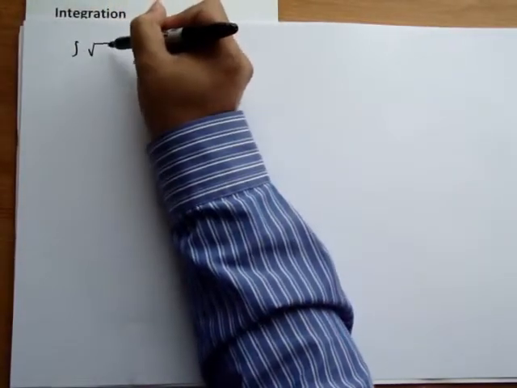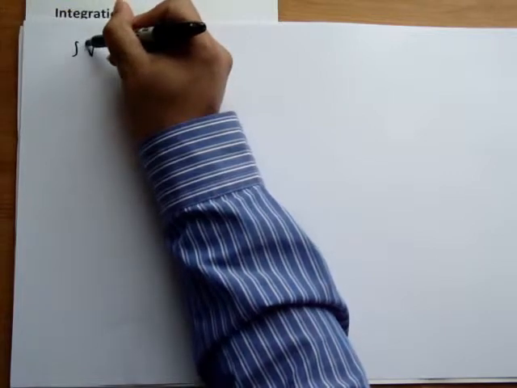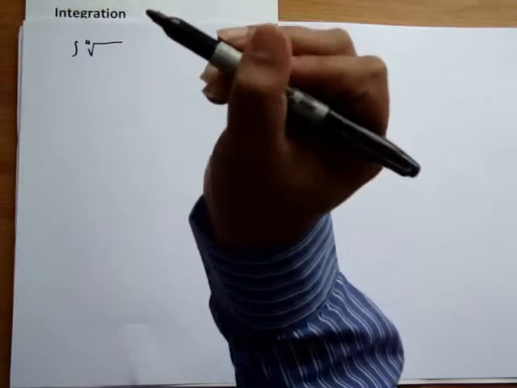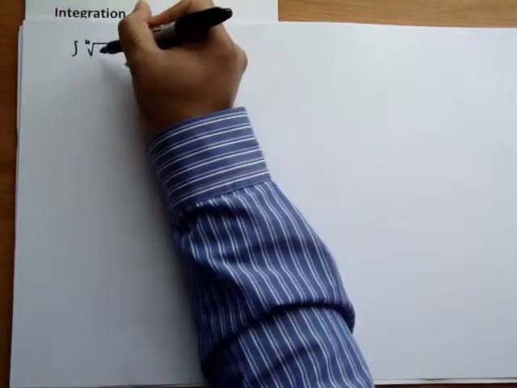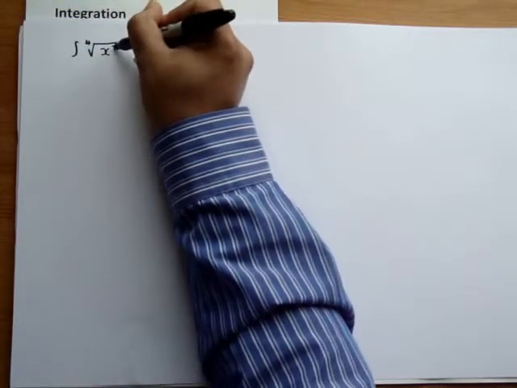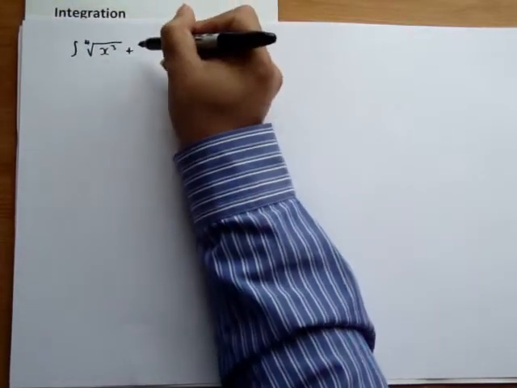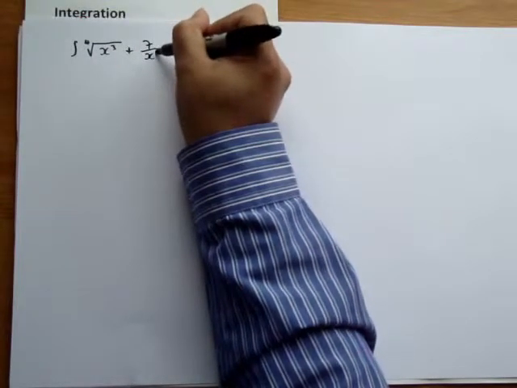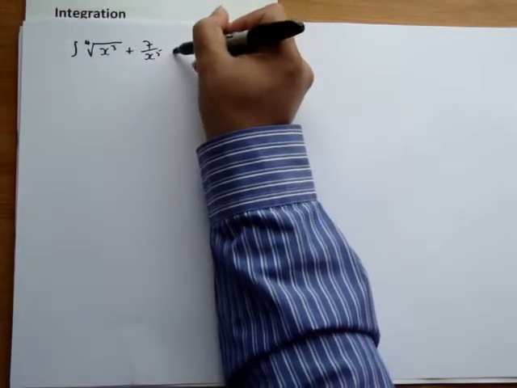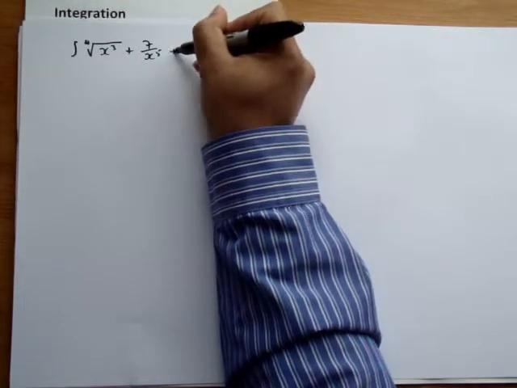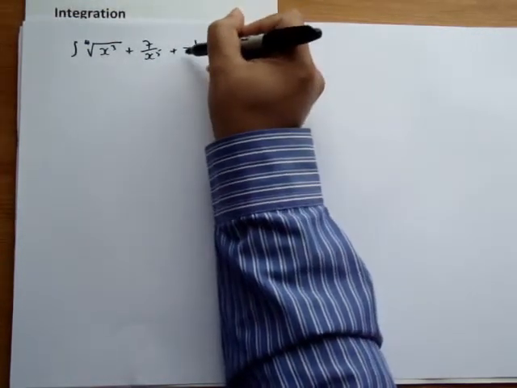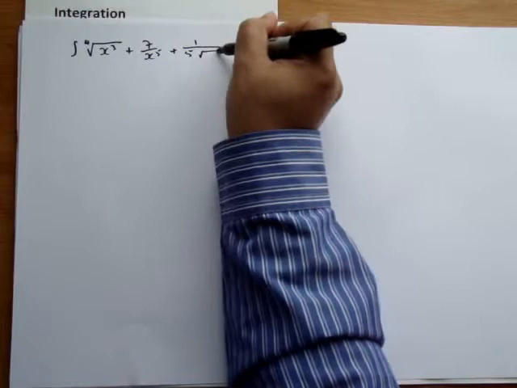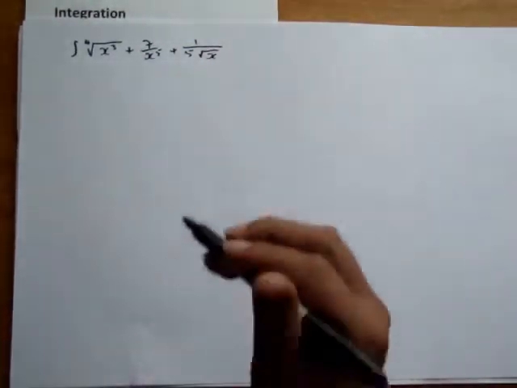Integral of root 4 x to the power 3 plus 7 over x to the power 5 plus 1 over 5 root x dx.